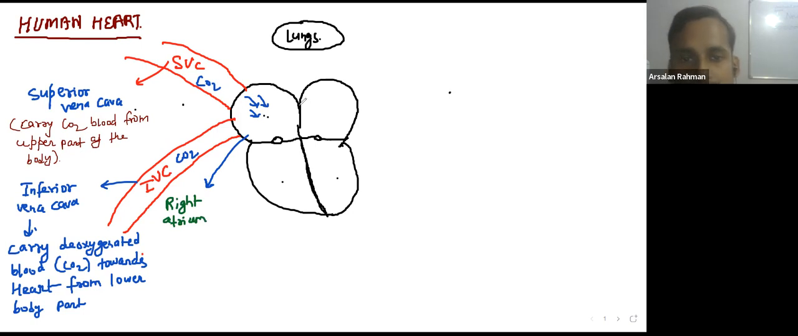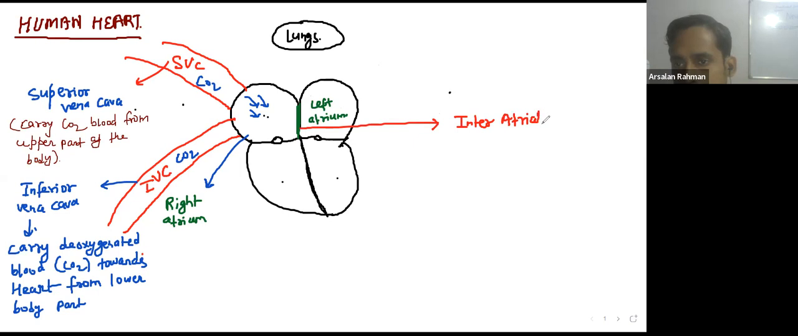Can you see there is a septa? There is a wall which divides the right atrium from the left atrium. This is called left atrium. Can you see a wall which divides right atrium and left atrium? This wall is called interatrial septum.